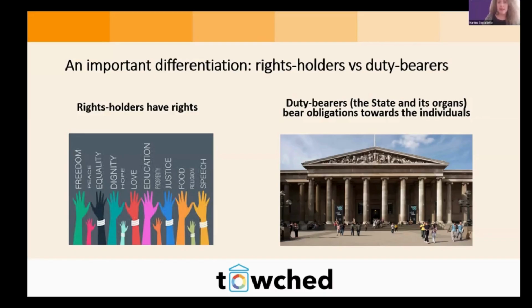So this is an important differentiation to keep in mind, and we will see it also when we talk about the human rights-based approach that really puts individuals, people at the center, so the right holders are at the center of the approach. And specifically in your work with museums, this is something to keep in mind, to always put people at the center.